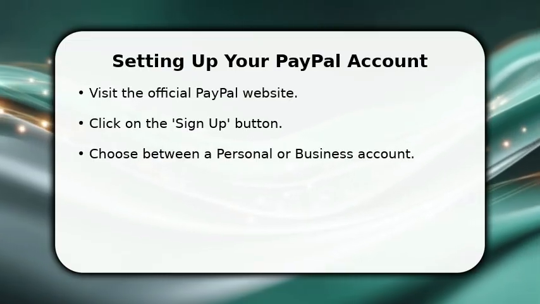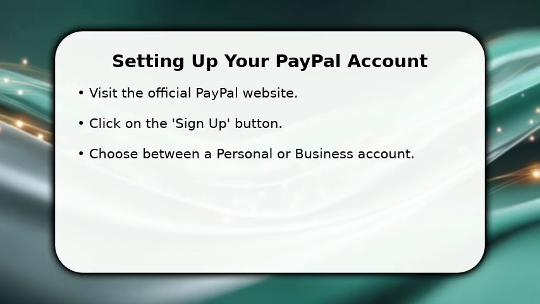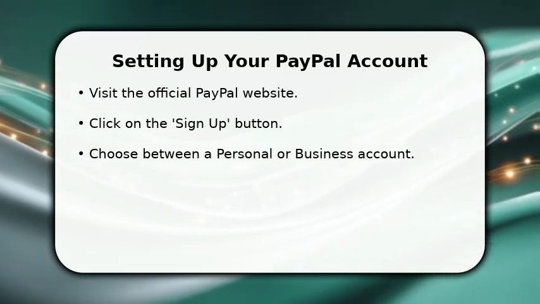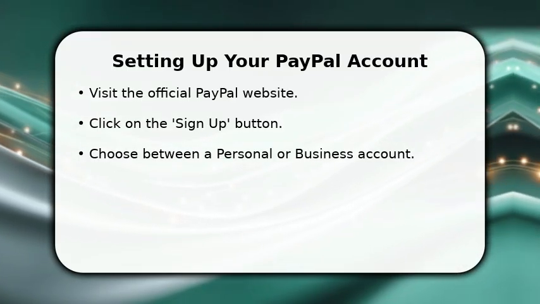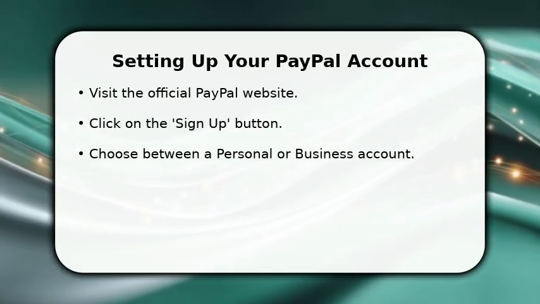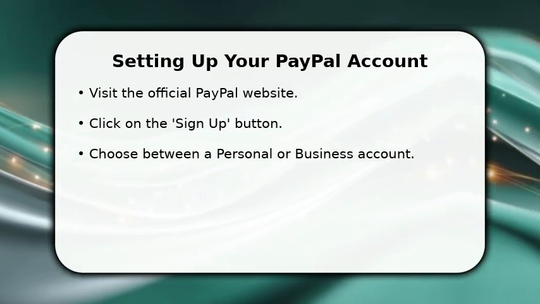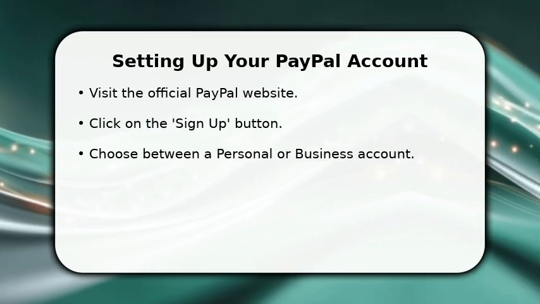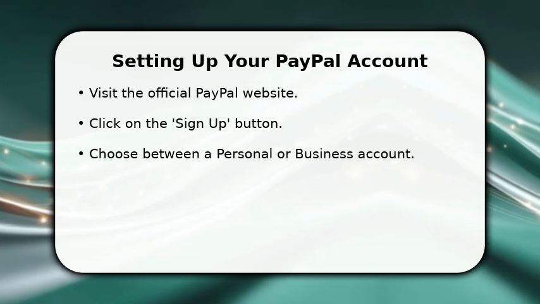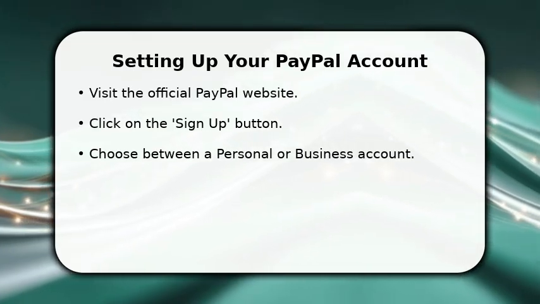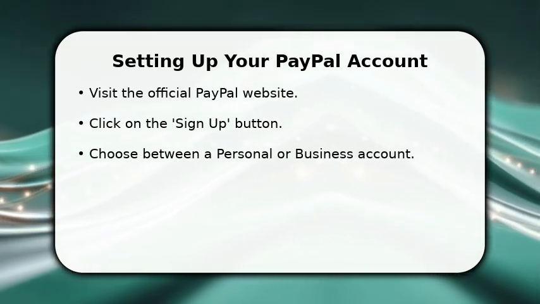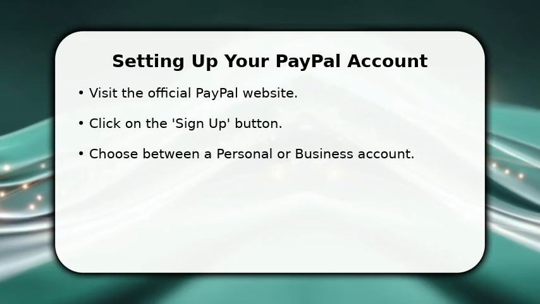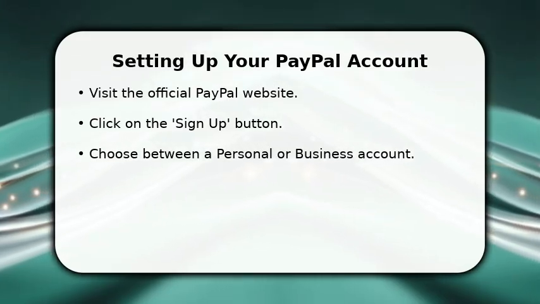In this video, I will explain how to set up PayPal in the USA. To begin, open your web browser and navigate to the official PayPal website. Look for the prominent Sign Up button, usually located in the top right corner of the homepage. You'll then choose between a personal or business account, depending on your needs. Finally, provide a valid email address and create a strong, unique password to secure your new account.